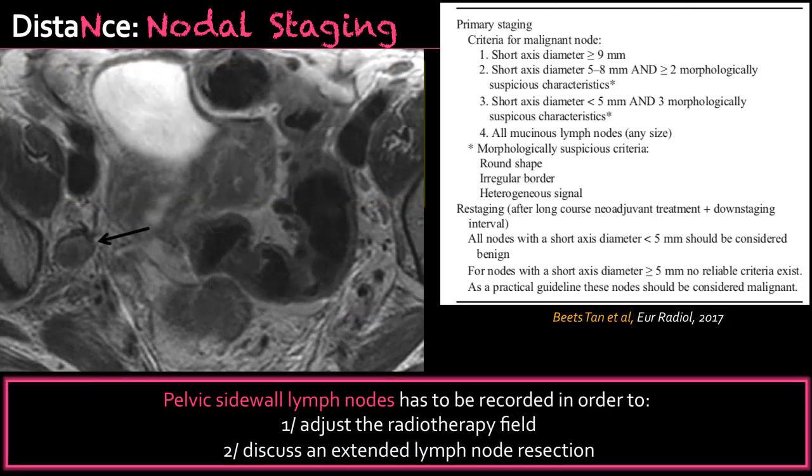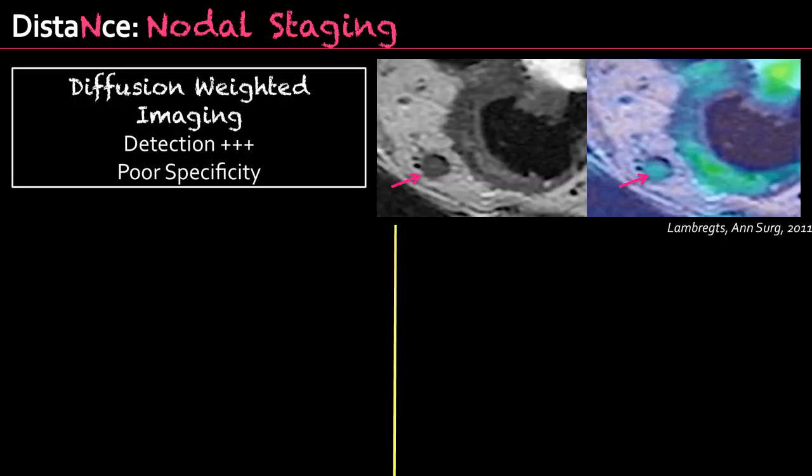However, one thing to memorize is to look outside the box. You need to look at iliac nodes and pelvic sidewall nodes at baseline, because it will change the radiotherapy field and it will change the patient management. So those nodes are really important to assess at baseline.